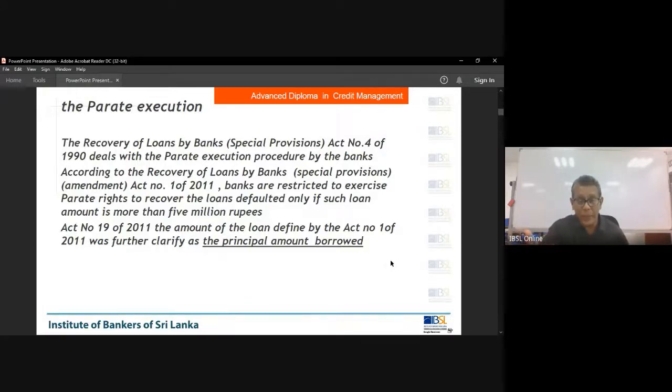Then there was another amendment to the same act in the same year, Act number 19 of 2011. They also clearly defined what is meant by the principal amount. Whether you can execute parate on principal amount plus interest reaching 5 million, or purely on the principal amount taken. That is the amendment that took place in Act number 19 of 2011.